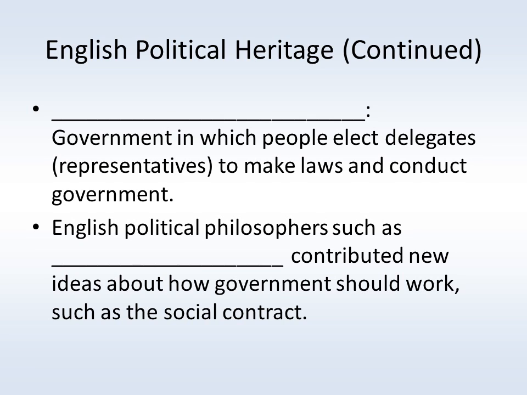Part of our English political heritage is the idea of representative government, a government in which people elect delegates or representatives to make laws and conduct government. English political philosophers, such as John Locke, contributed ideas in the 1600s about how government should work, ideas such as the social contract, which says there is an agreement between the people and the government.